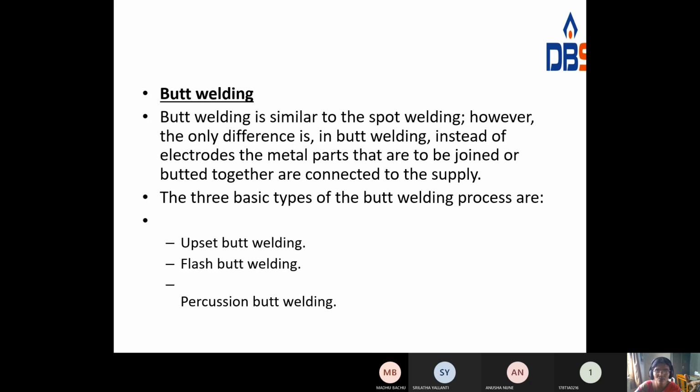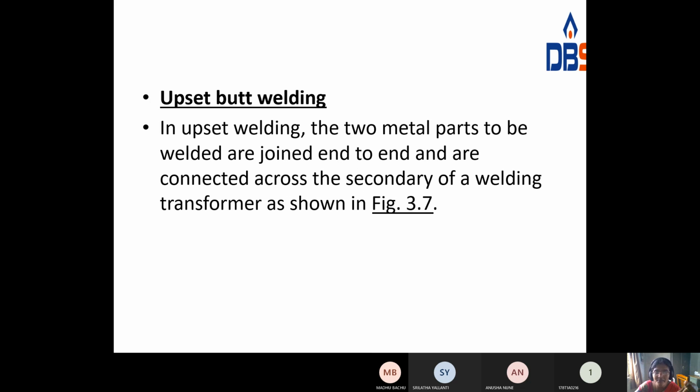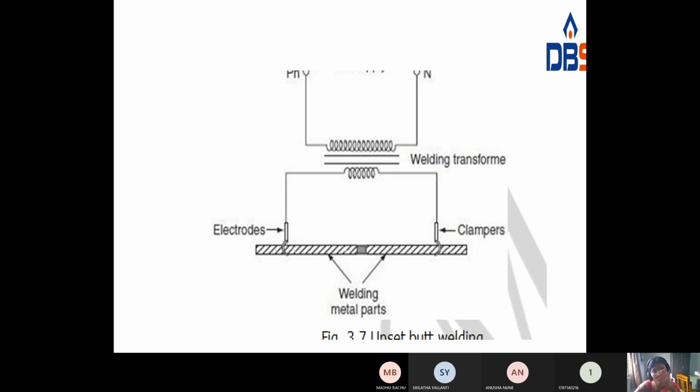Okay, so we already discussed this previously. The first one is what? Offset welding. In offset welding, the two metal parts are joined end to end and are connected across the secondary of the welding transformer. See here, this is the primary and this is the secondary. Through these clampers, which are electrodes, the parts are directly joined. For this clamp, you have to place the electrodes. Whenever you give the supply to the primary, this is phase and neutral.